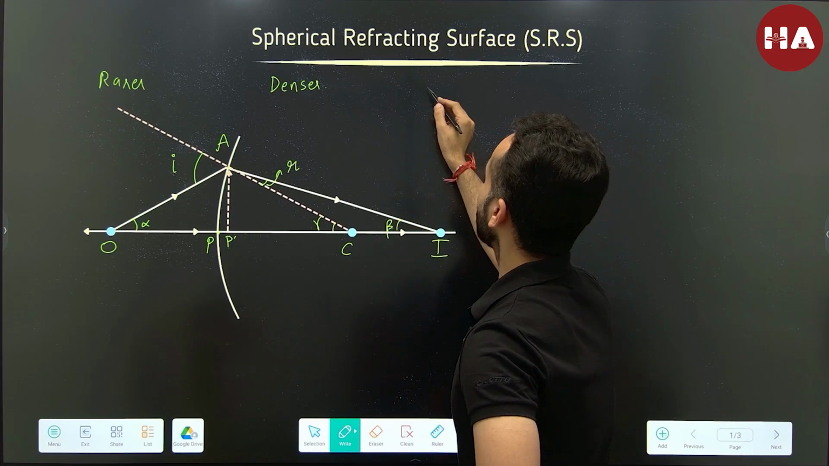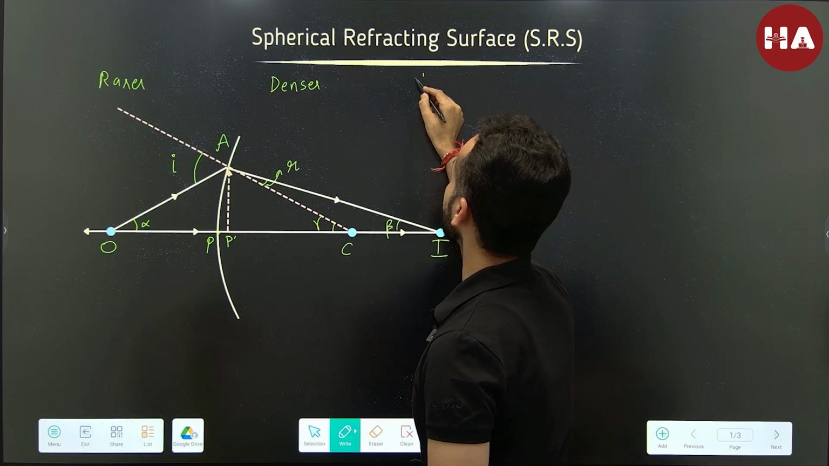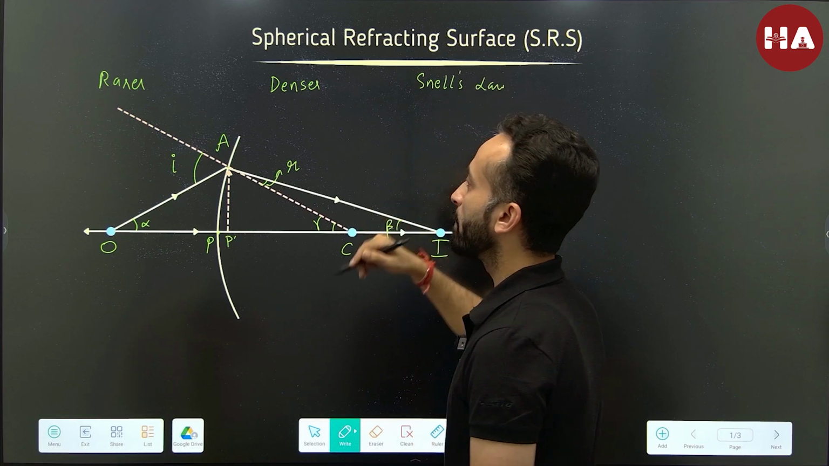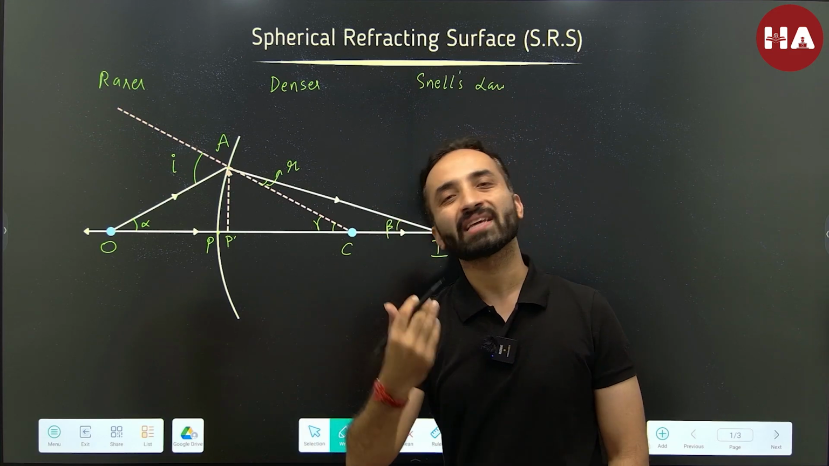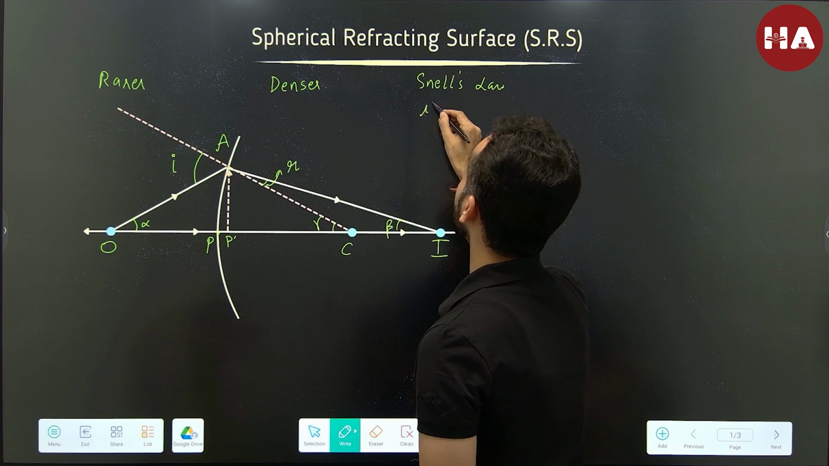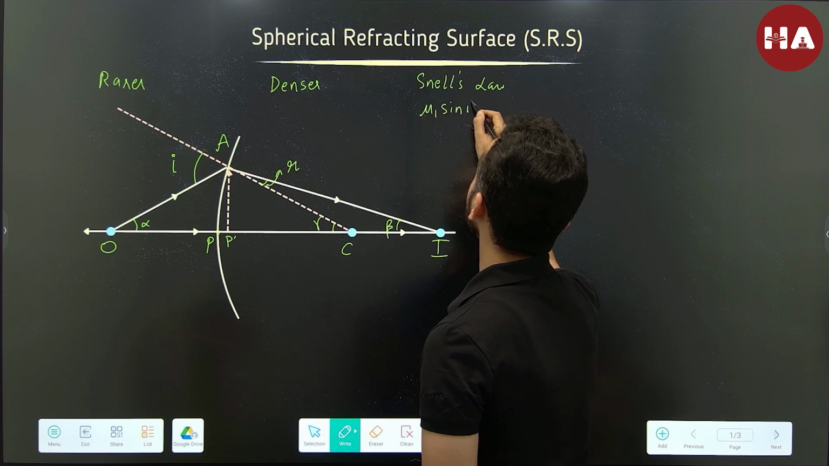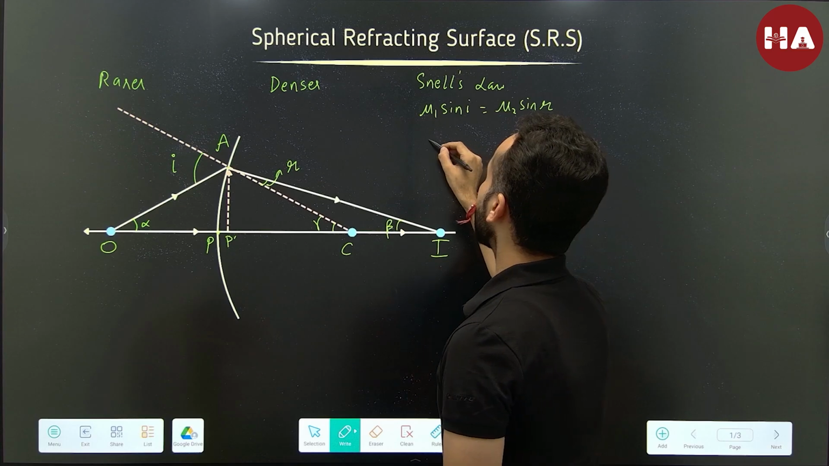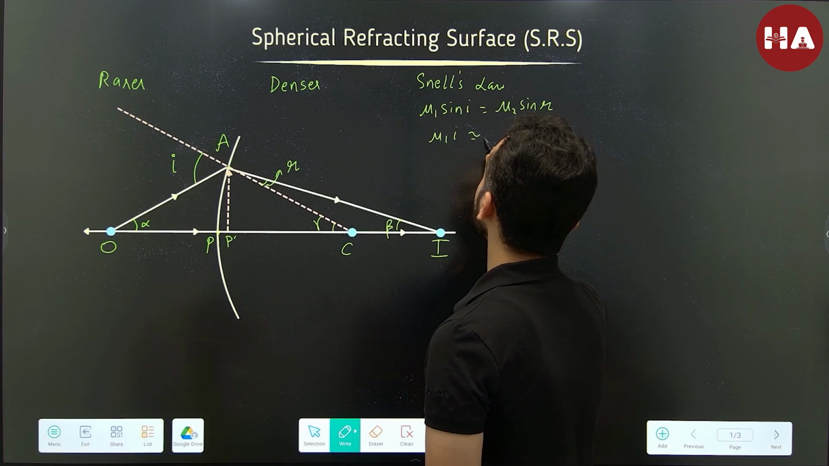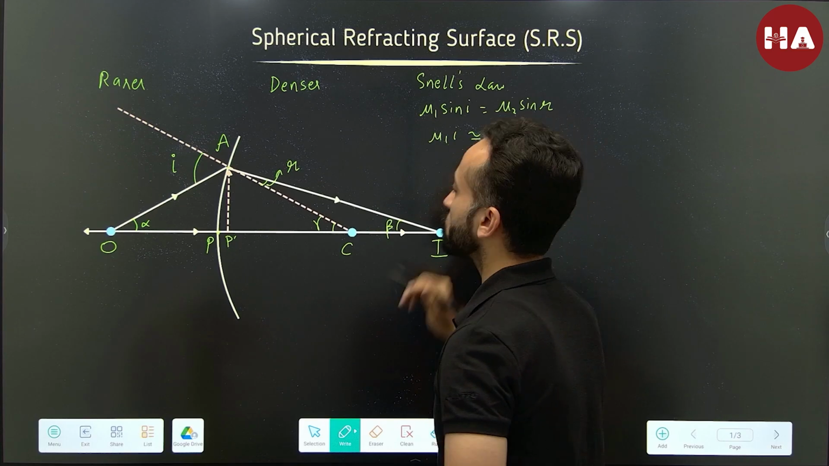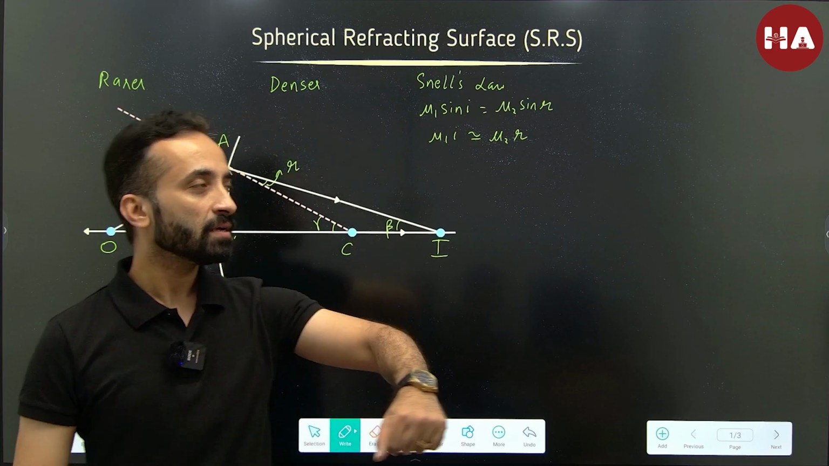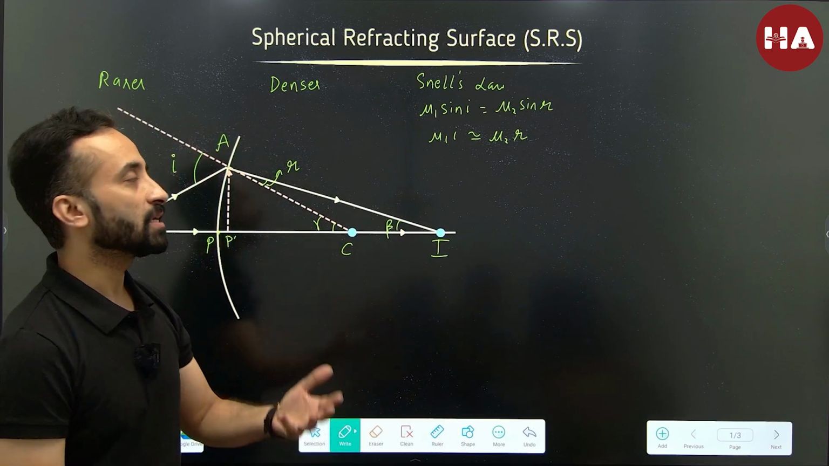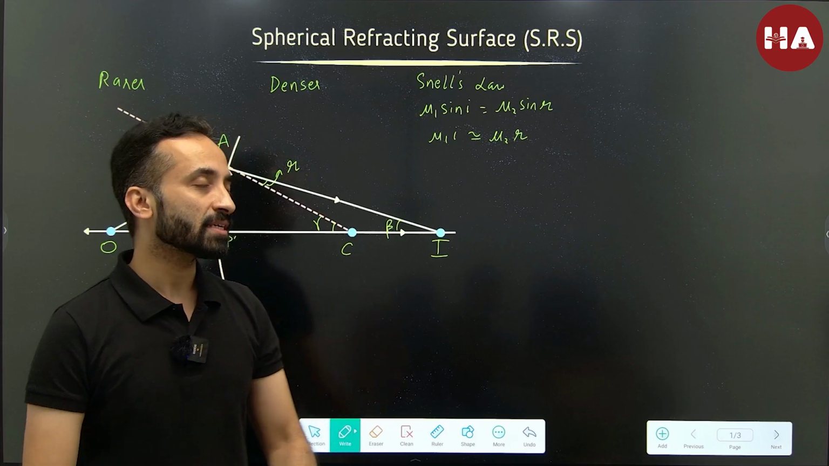In the first place, what are you going to write when you use Snell's law? I am using mu for refractive index, you can use n also. You would write mu1 sin i equals mu2 sin r, which is very obvious. Then you will approximately write mu1 i equals mu2 r, the reason being the angles are very small, and then we have the liberty of writing sine theta as theta.